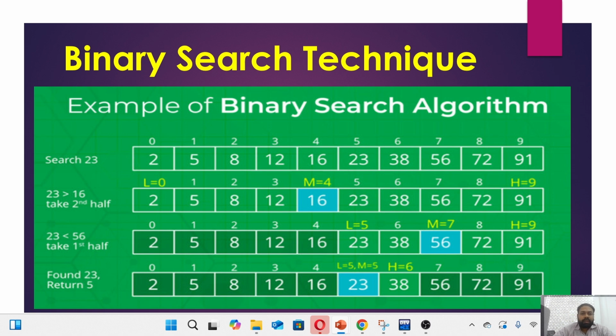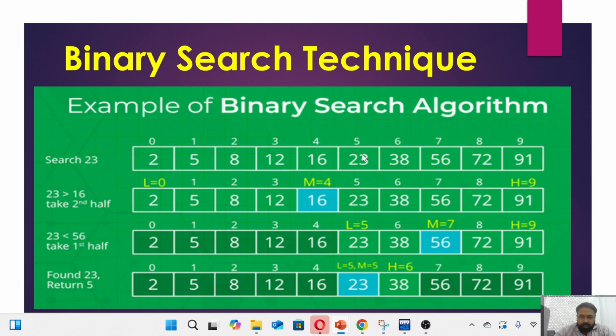So here I have taken an example of elements. Just observe, elements are arranged in ascending or descending order, but in this example I am taking ascending order. Now let us start with the element to be searched. What is the element to be searched here? 23. 23 is the element to be searched among the elements arranged here. This is the array we are taking, and out of these elements, 23 is what we need to search for.